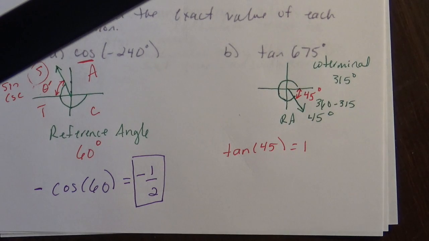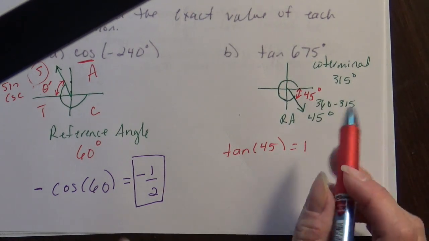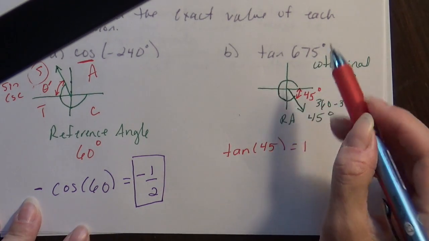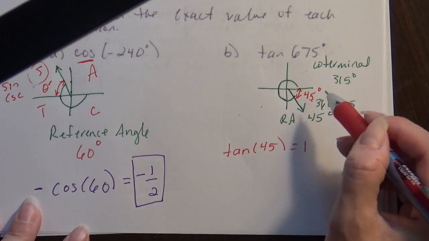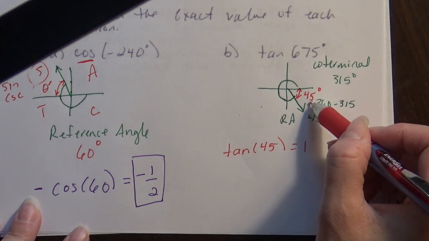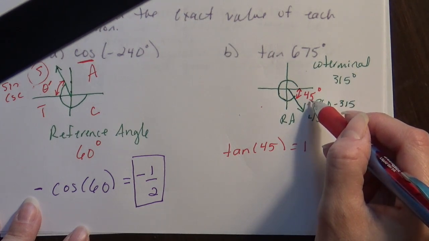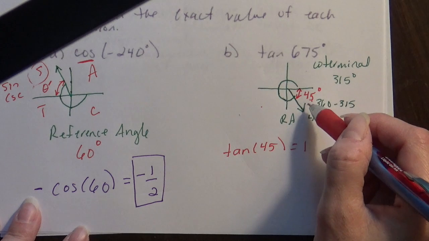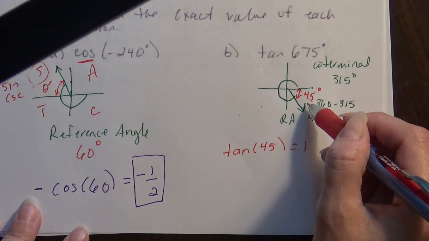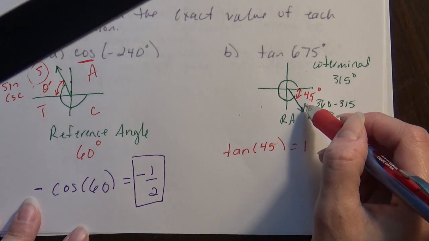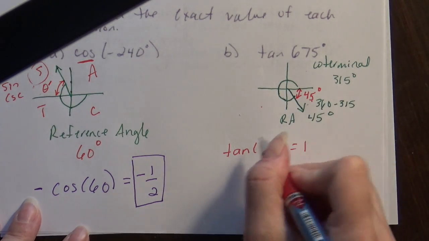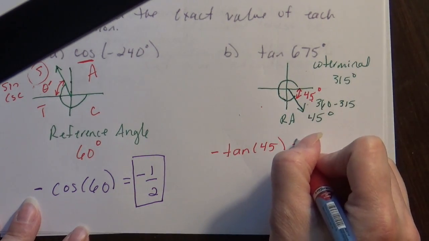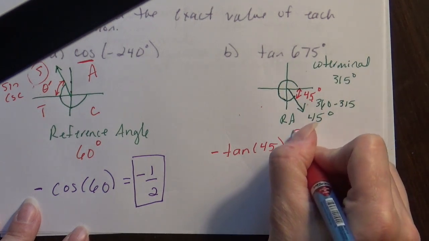What is the sign? Is it positive or negative? All right, our angle is in quadrant 4. We're going to say All Silver Teacups. In quadrant 4, cosine is positive because you've got C. Cosine and secant are positive in quadrant 4, and everything else is negative. So tan is going to be negative. So we can say negative tan 45, so our answer is negative 1.